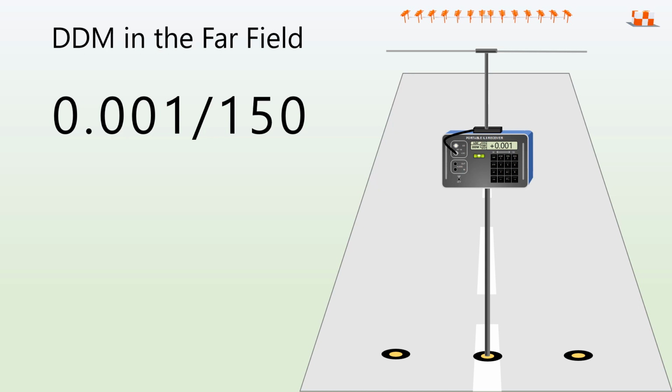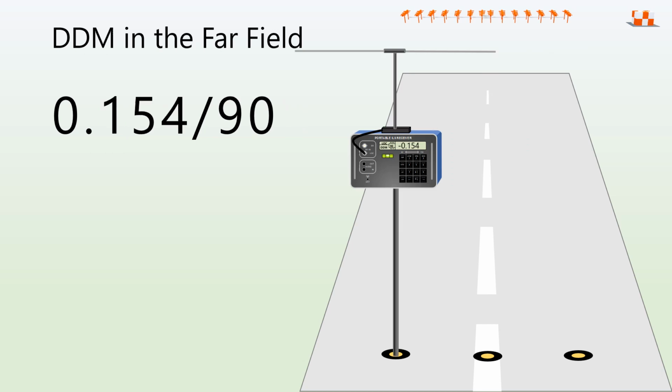Let's now go to the localizer far field to discuss DDM further. To analyze the DDMs here, you will need to attach the appropriate antenna kit as shown. Measurements are made at established ground check points, which are typically 2,000 feet from the array for a 14-element antenna system. In this example, we have one in the 150 on centerline.